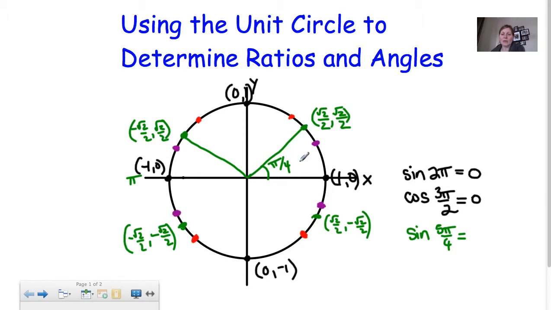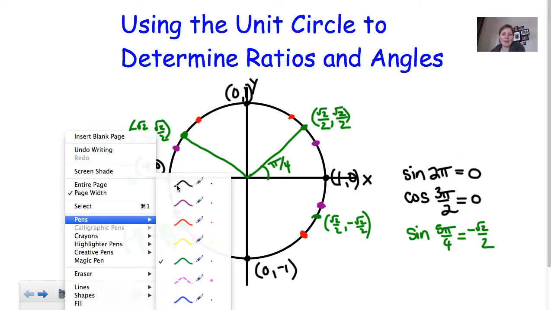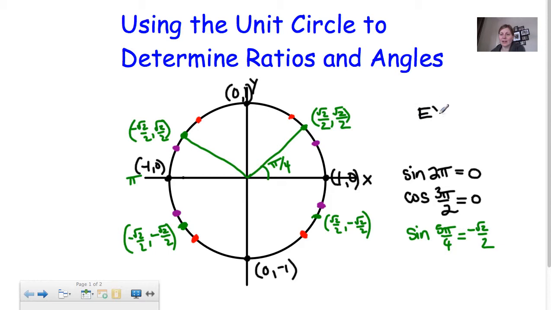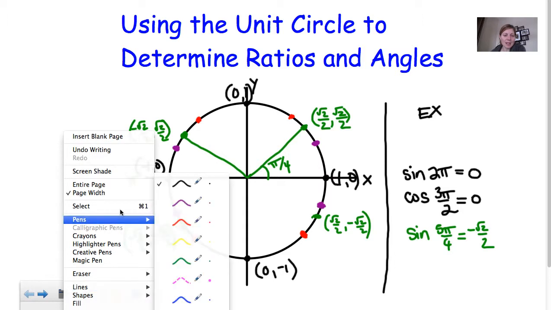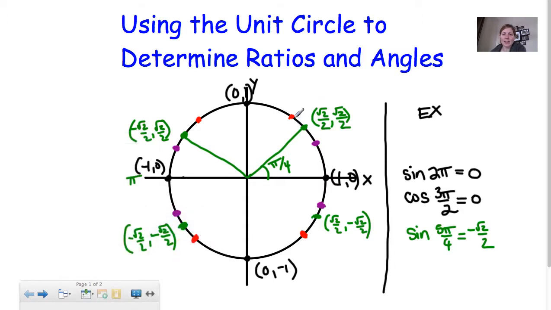And so you'd go, well, there's 1 pi on 4, 2 pi on 4, 3 pi on 4, 4 pi on 4, 5 pi on 4 would take me down to here. Sine is my y guy, my up and down guy, so it's going to be negative root 2 on 2. I'm just going to label these all here as examples on this side. Good.